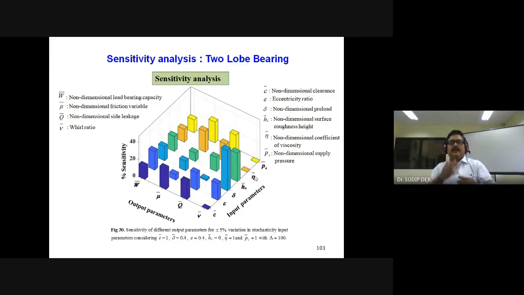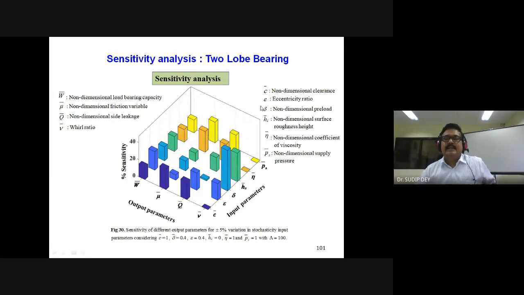Now coming to the sensitivity part, in this diagram we have projected both input and output three-dimensionally, where the x-axis is input, the y-axis is output, and the z-axis is the sensitivity. So corresponding to the input, how the output will be, and the sensitivity, is projected here.